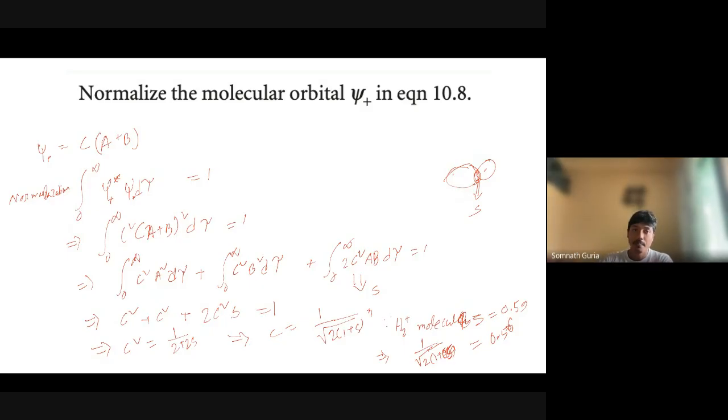So in this case, what we can calculate from here is the coefficient for the psi plus. For the H2 plus molecule, the hydrogen cation, the coefficient value is 0.56.